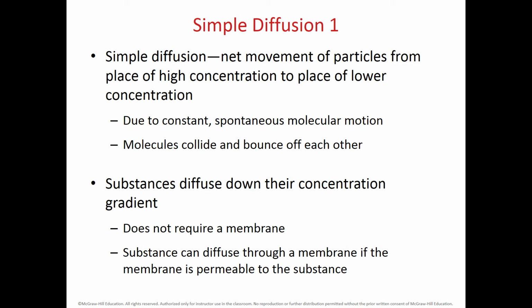So in simple diffusion again, the substances will diffuse down their concentration gradient, so from more to less. You don't necessarily require a membrane, but if you still have a membrane, the substances will move from more to less. And then the substance will stop diffusing when you reach an equilibrium, when you have an equal number of particles on one side of the membrane and also on the other side.